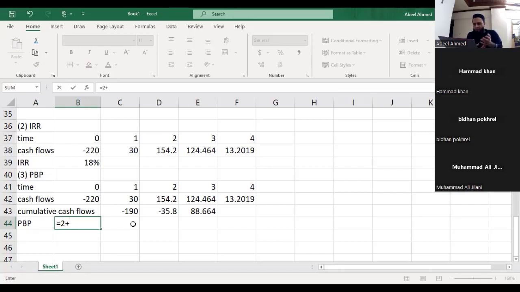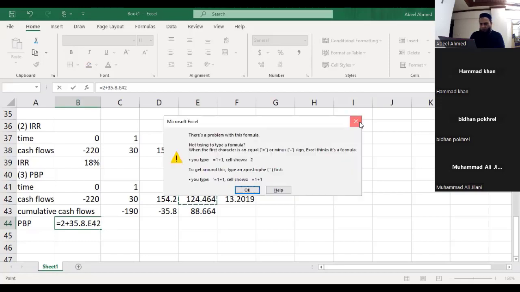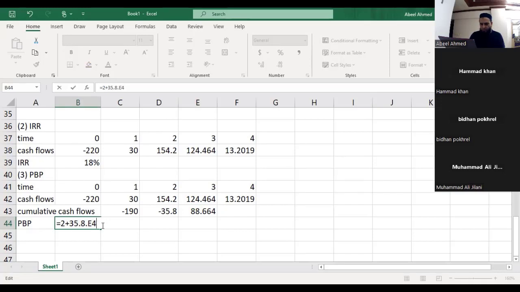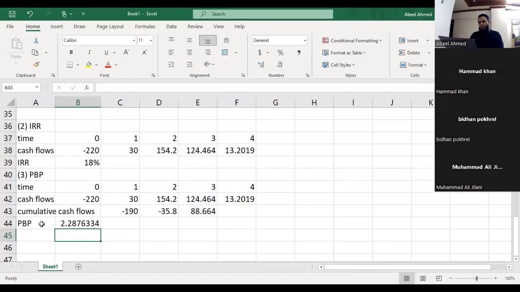If you go back, just 1 hour ago, we did discuss that when you are using the payback formula, ignore the negative sign. So instead of writing negative 35.5, I'm just writing 35.8 divided by this. So actually it is coming to 2.28 or 2.3 years.